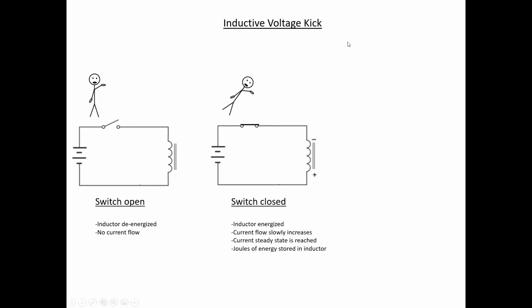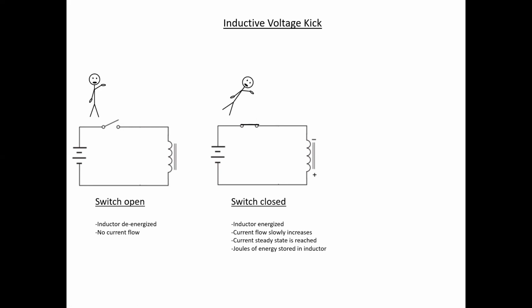So there's my little stickman dude, and he has closed the switch, and what's happened? Well, now we have current flow in the circuit, and that current flow we know is going to be based, the time period, on the amount of inductance in the inductor and the resistance of the inductor or the wires. The inductor is going to energize, current will flow, slowly increasing until finally the current has reached its steady state value. At that point, we can assume that there will be a significant quantity of energy stored in the inductor through electromagnetic bonds in the form of joules.